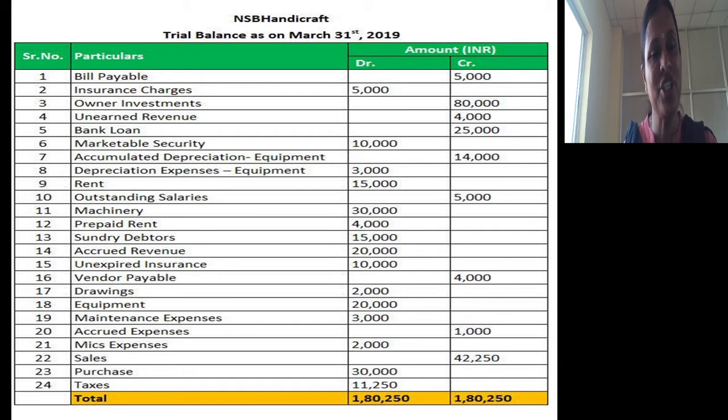This is the format which I followed. I have already explained the format under the balances method. So you just see bills payable, it's a liability, so credit balance. Insurance charges, it's an expense, debit balance. Owner's investment means owner's contribution. So it's capital, not an asset, I'm so sorry, capital shows a credit balance.